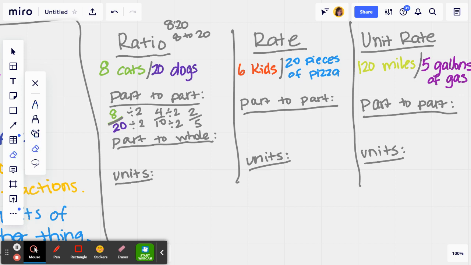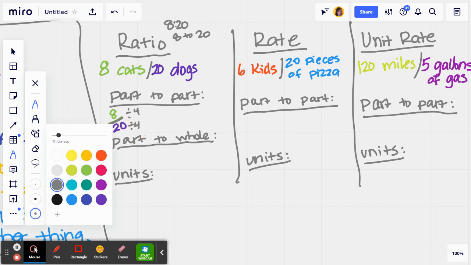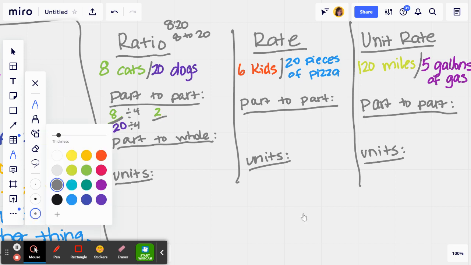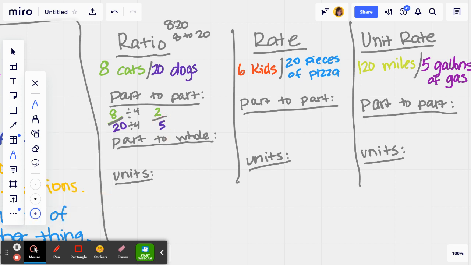Of course, there is a quicker way, and you will get the same answer. And that is that we are just going to divide by 4. So you always want to try to think of the biggest number that goes into both of those. And when I divide by 4, I'm going to end up with 2/5. So that would be my simplified answer.